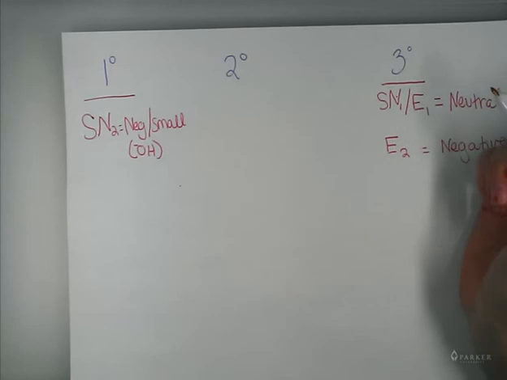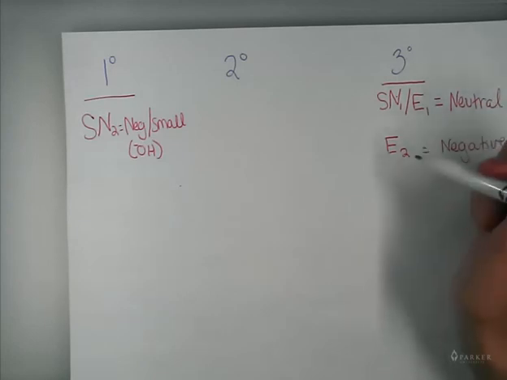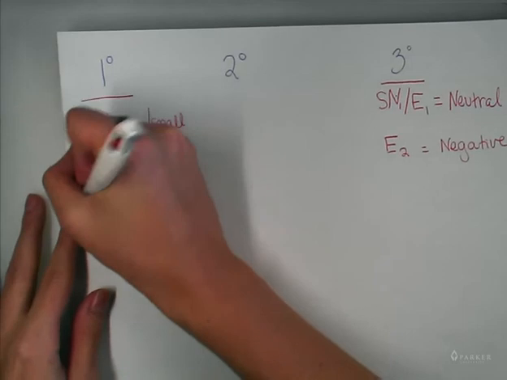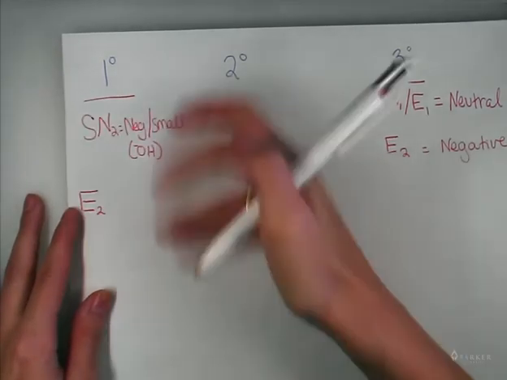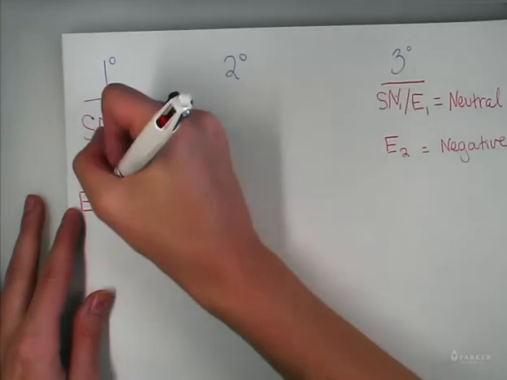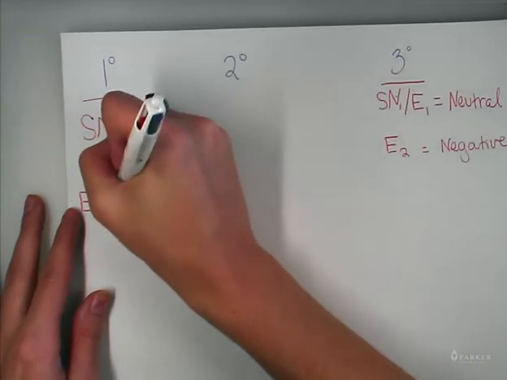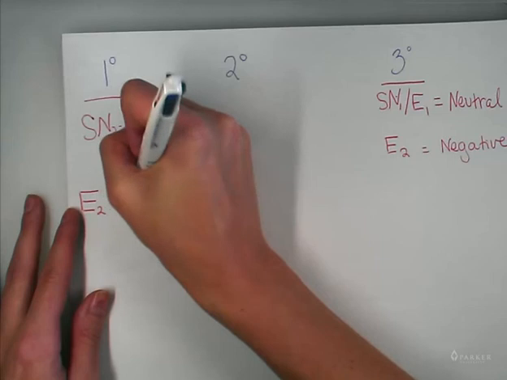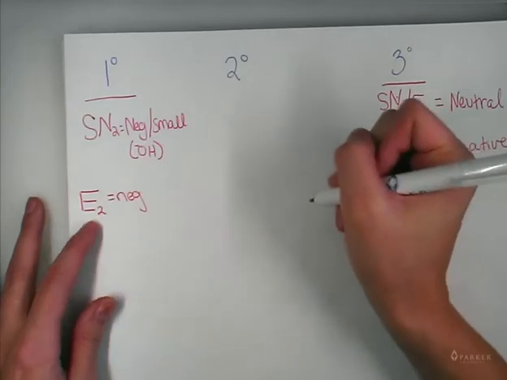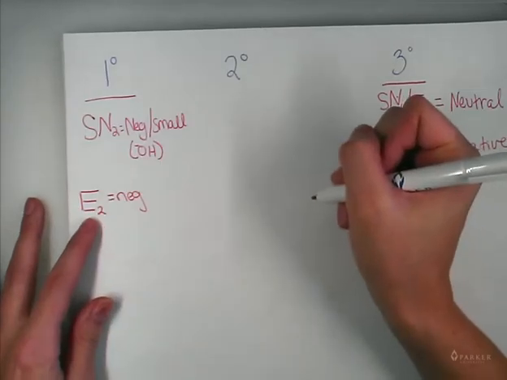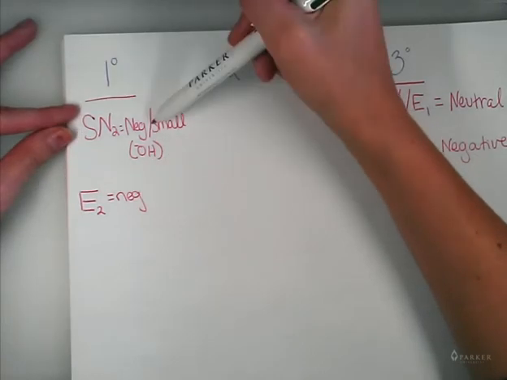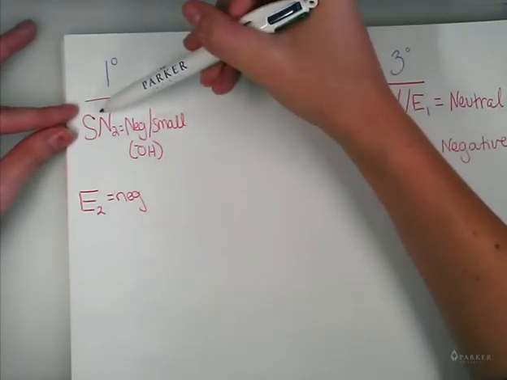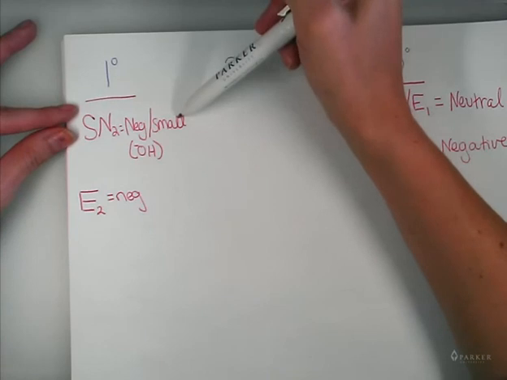It might not be its favorite, but it's E2. E2 can go primary. What charge base does it like? Negative. Okay? But if you want it to be just E2, let's look at SN2. They both want a negative base or nucleophile, but SN2 wants it to be small.